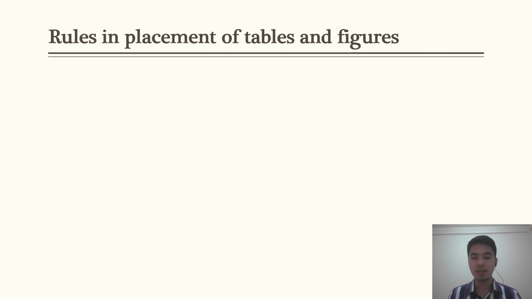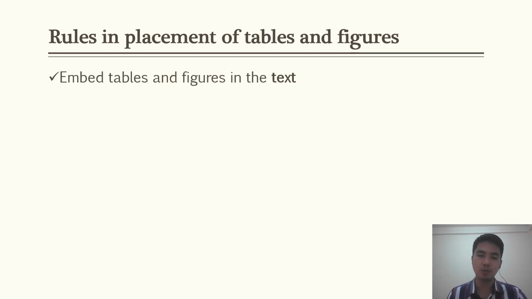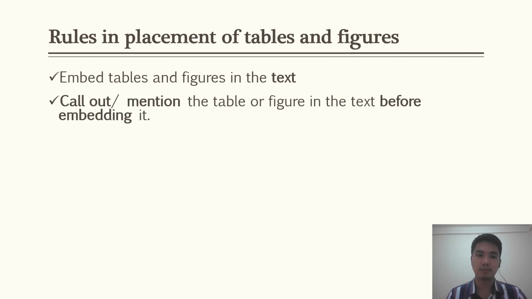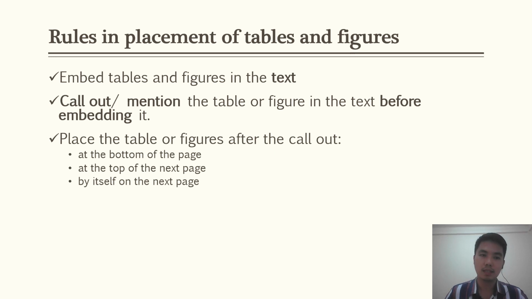Now that we are familiar on how to make our tables, on how to make figures or graphs, our next challenge now is the placement. So here are the rules in placing tables and figures. First, we should embed the tables and figures in the text. We call out or mention the table or figure in the text before embedding it or before placing it in the text. We place the table or figures after calling out.